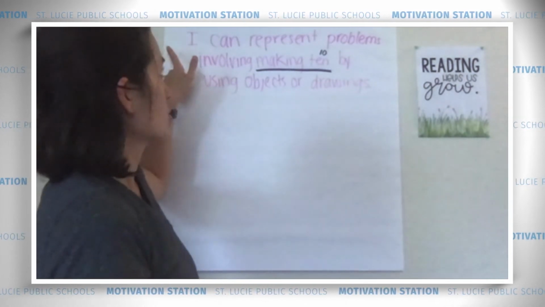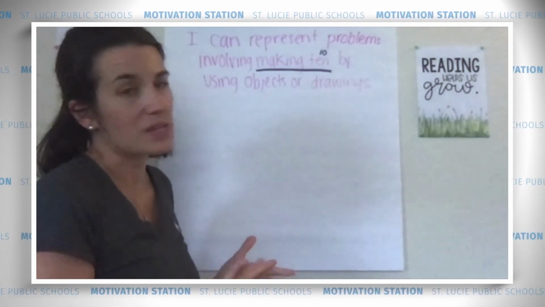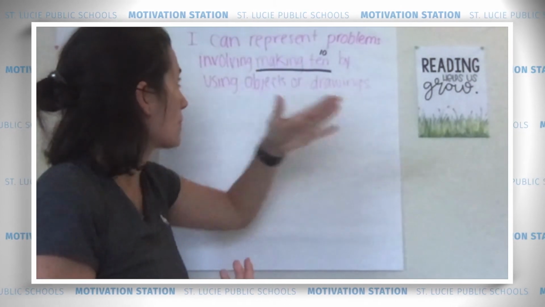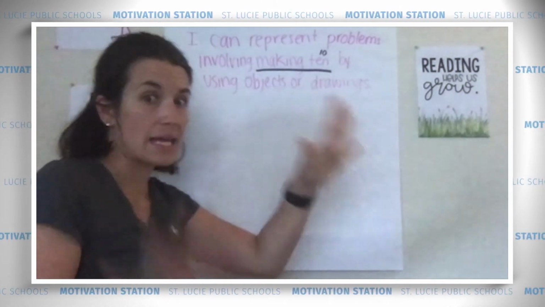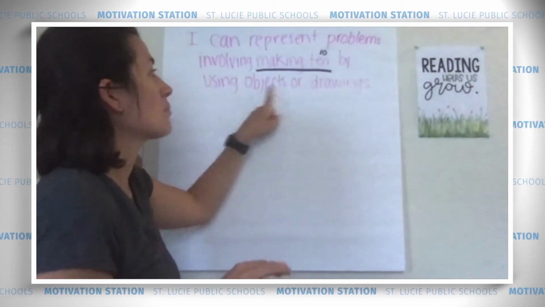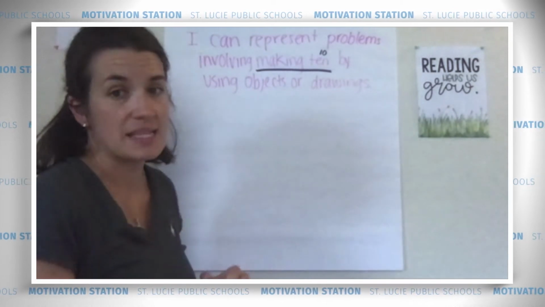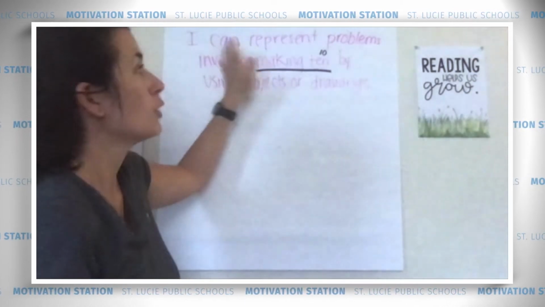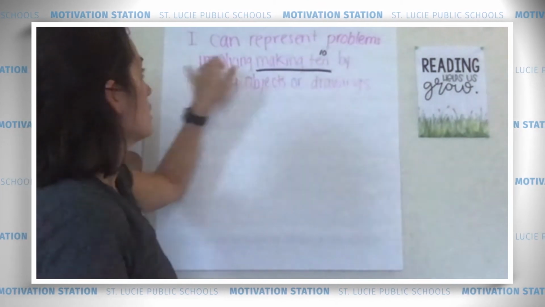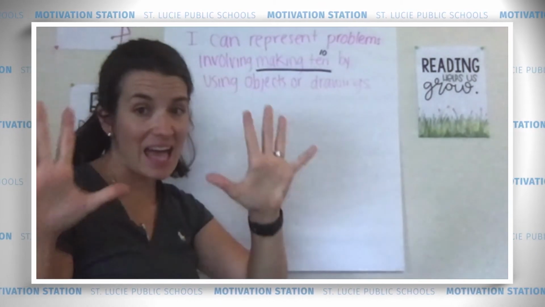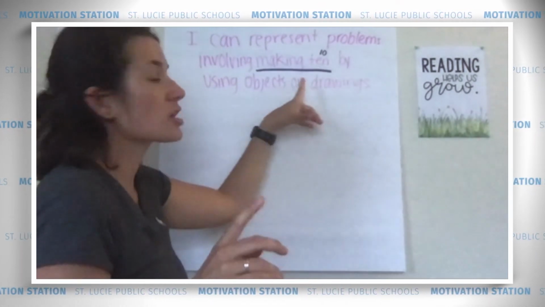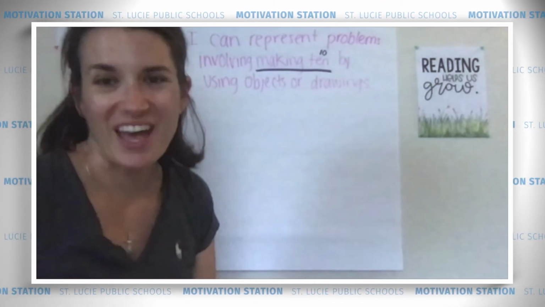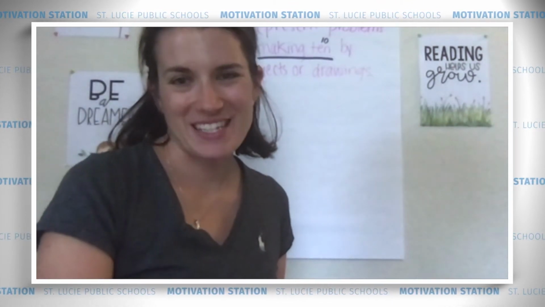Today, our success criteria, what we need our brains to focus on, is I can represent problems involving making 10 by using objects or drawings. Let's say it together. I can represent problems involving making 10 by using objects or drawings. Okay. Are you ready to practice? Let's go.